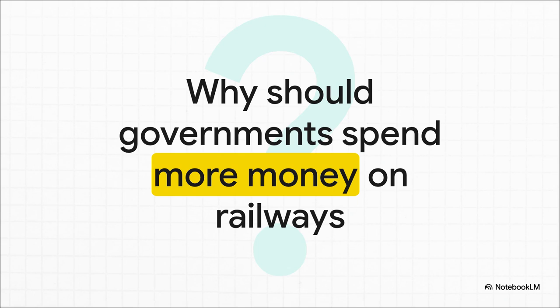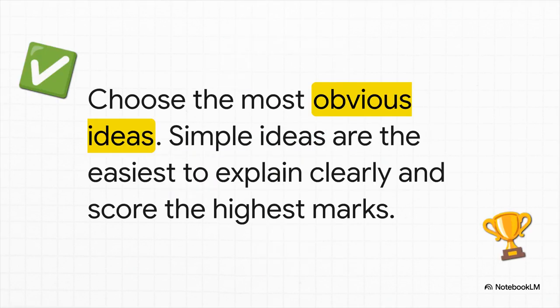For our essay on railways versus roads, you just turn the prompt into a direct question for yourself. Ask, why should government spend more money on railways? See how that works? Asking a direct question forces your brain to look for reasons, not just random thoughts about trains. And here is the secret that every high-scoring student understands. The best ideas are almost always the most obvious ones. The first things that pop into your head. Why? Because simple ideas are so much easier to explain clearly and support with examples.